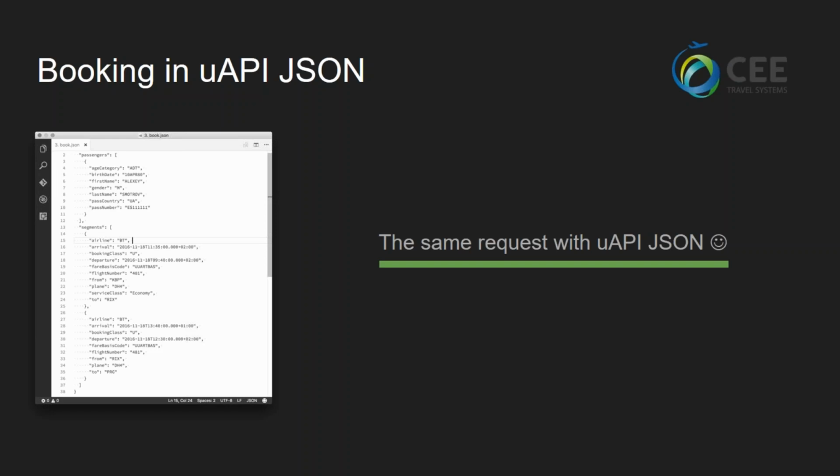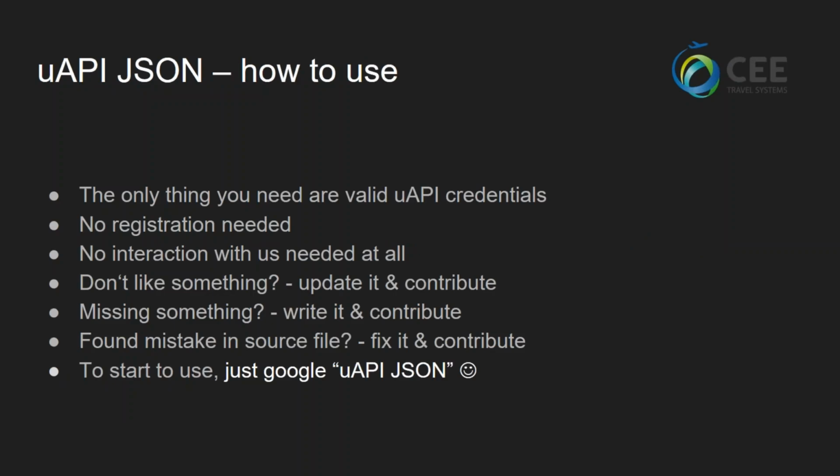So feel free to use it however you want. It is completely free, open source, and please contribute if you like. Even if you find some errors there, please do comment and contribute this way. We will appreciate it very much. It doesn't require any registration or interaction with us. If you don't like something or if you'd like to upgrade it, we will really appreciate it if you as developers will contribute to this. If you find any mistakes, please let us know through GitHub. And if you wish to use it, just Google UAPI JSON, as you can see right here. The first page of search results will be full of our links.